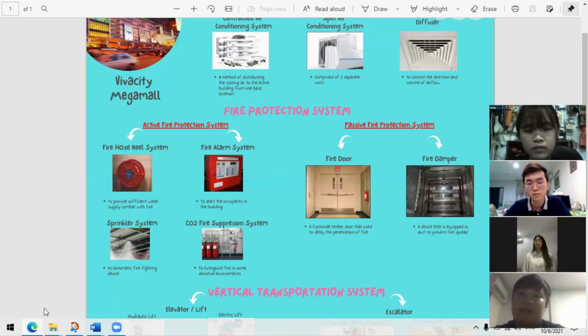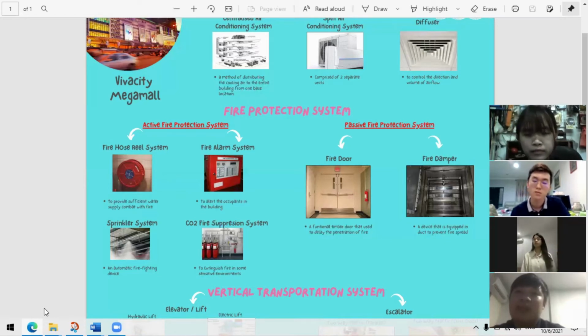Once the panel receives the signal, it will automatically supply the electrical power to operate those firefighting devices like the fire alarm, fire damper, and the fire sprinkler to control the spread of fire. The emergency lighting will also be switched on to ensure that the occupants are able to escape safely in the event of fire. And last goes to the carbon dioxide fire suppression system.